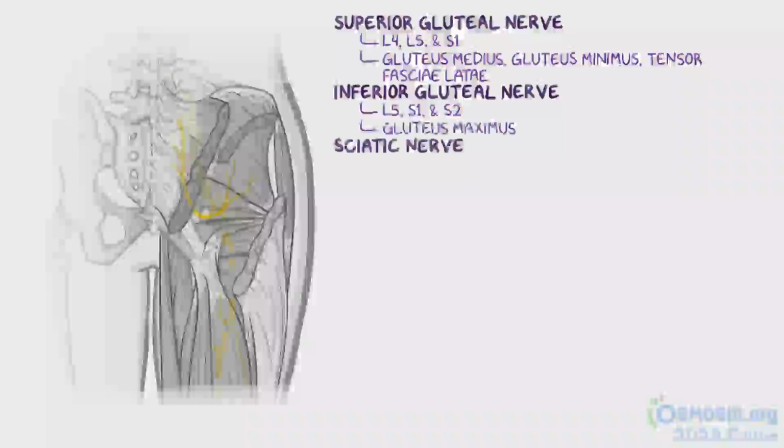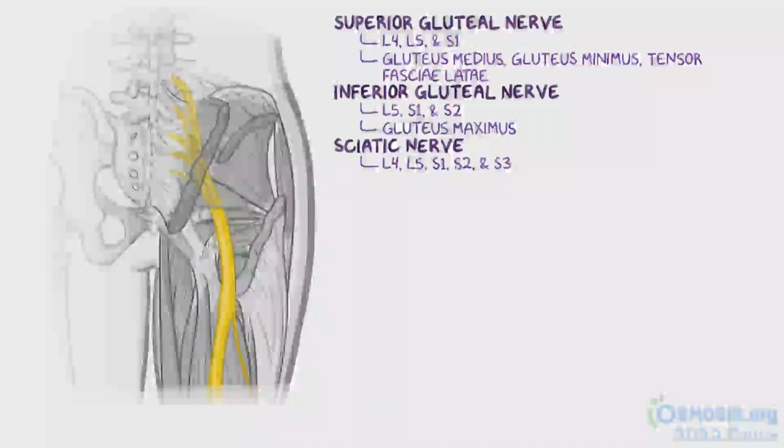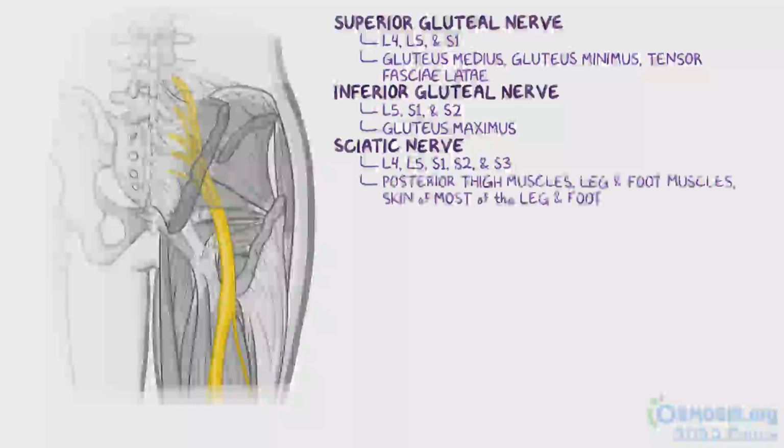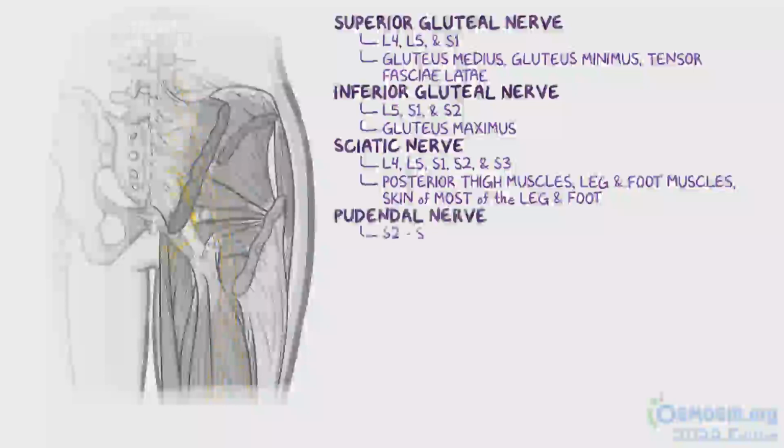The sciatic nerve is formed by the roots of L4, L5, S1, S2, and S3 spinal nerves, and it supplies the posterior thigh muscles, all leg and foot muscles, the skin of most of the leg and foot, and it can have anatomical variations. The pudendal nerve originates from the S2 to S4 nerves, and it supplies the perineum.